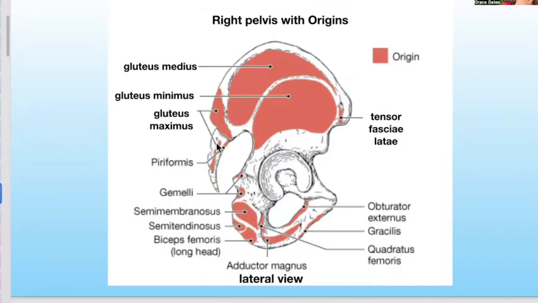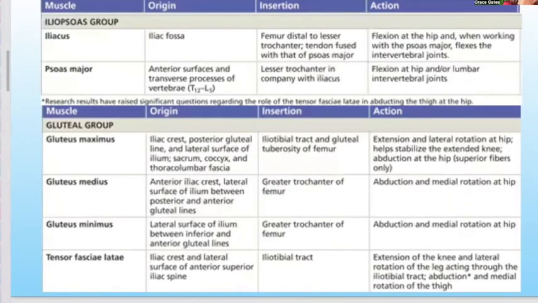And here's a picture of the right pelvis with origins, showing us the gluteus medius is superior to the gluteus minimus. The gluteus medius is also superficial to the gluteus minimus. Then we see the origin of the gluteus maximus, which remember was spread out over the ilium, the sacrum, the coccyx, several spots. Then we have anteriorly a small area where the tensor fasciae latae is inserting. All right, and there's a table from Martini's.